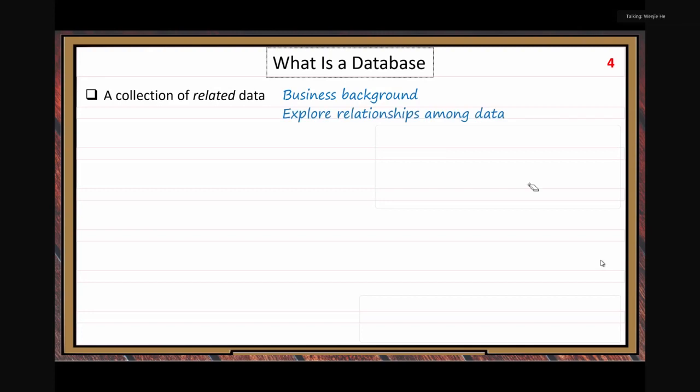Then, we need to explore relationships among data. You can imagine, in order to run a business smoothly, your data has a lot of relationships. So you need to preserve the relationships of your data in your original business. Because in your original business, the data is related. So in your database design, you need to keep those relationships.